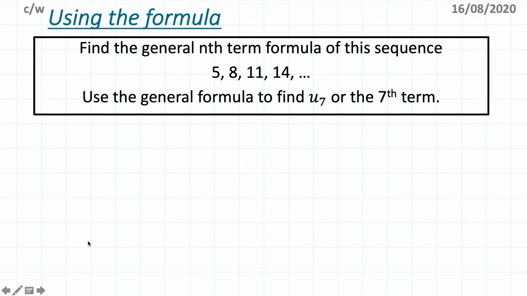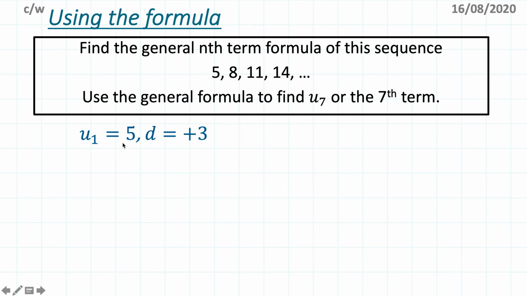So using the formula, a very simple example: if I have 5, 8, 11, and 14, this is a sequence. I can immediately see the beginning, and I could use it to find the common difference as well. So I need the general nth term formula, and then I need to use the formula to find the 7th term. You can pause the video and try this on your own.